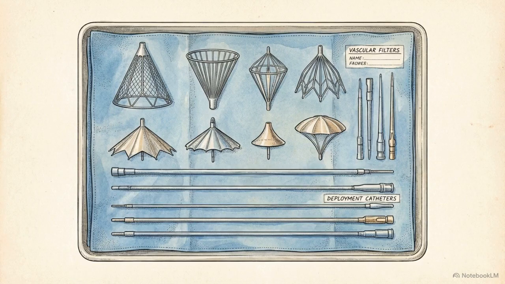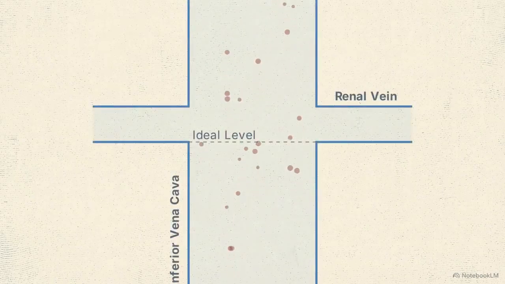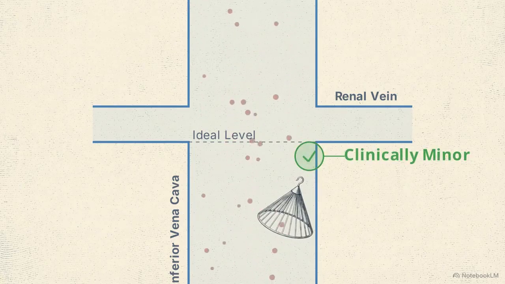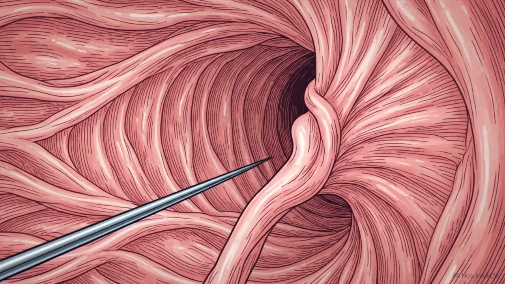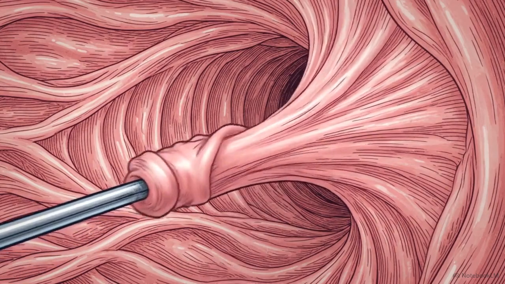Safe deployment requires anticipating anatomical deviations and actively outmaneuvering them with adapted hardware placement. Post-deployment complications range from benign visual artifacts to severe clinical emergencies. A tip malposition resting slightly below the renal vein is technically incorrect, but clinically minor. Caval wall perforation, but a single wire strut poking through the vessel wall is common and generally requires no intervention.